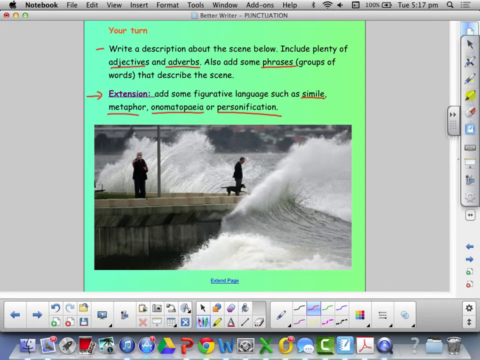Make it a whole paragraph and make it really interesting and descriptive, and don't forget to show your teacher at the end. All right, I'm looking forward to reading some really interesting descriptions at the end of this. So off you go.